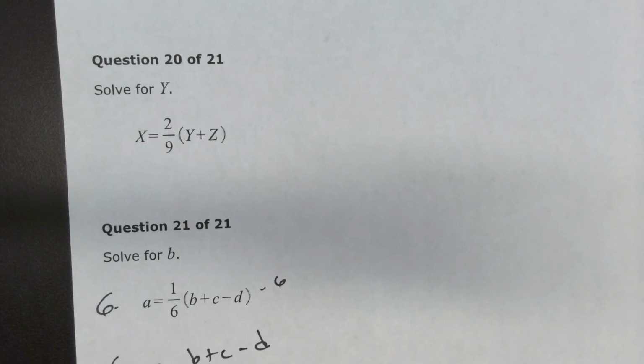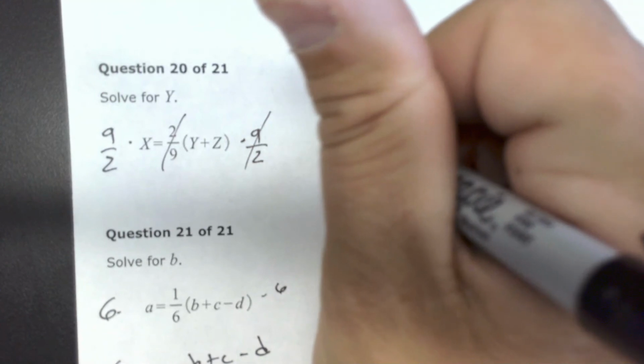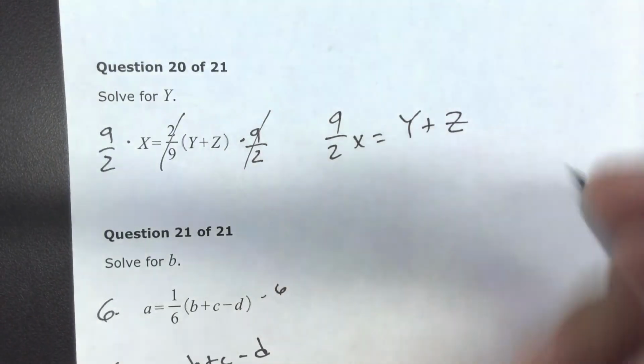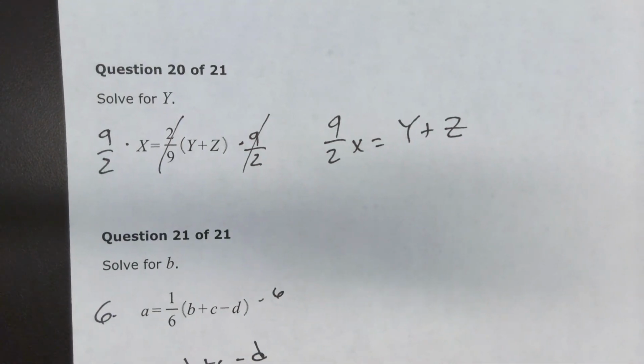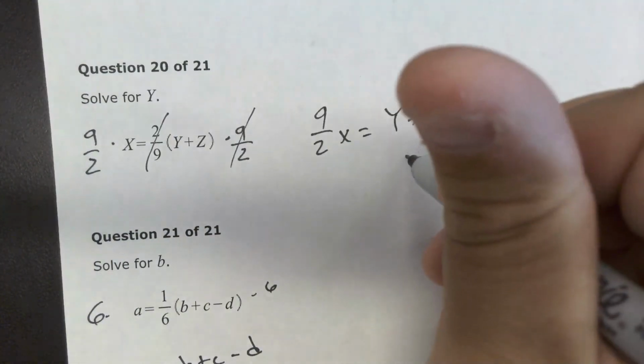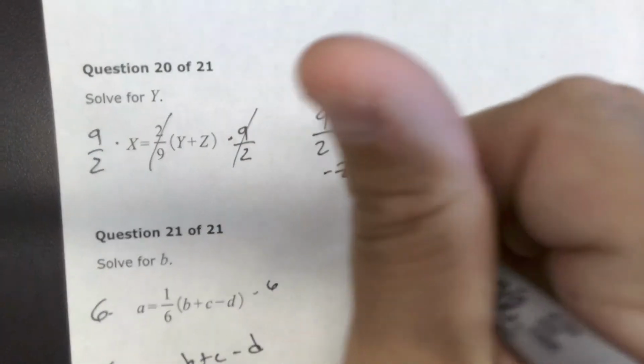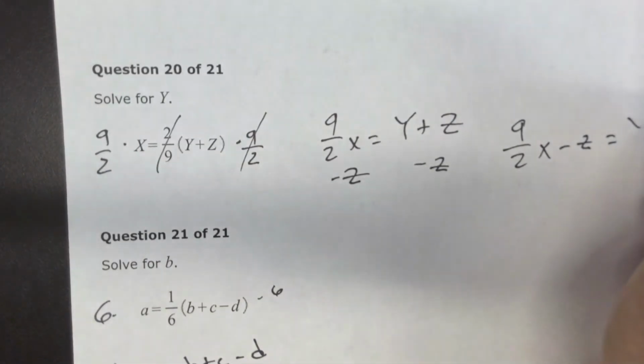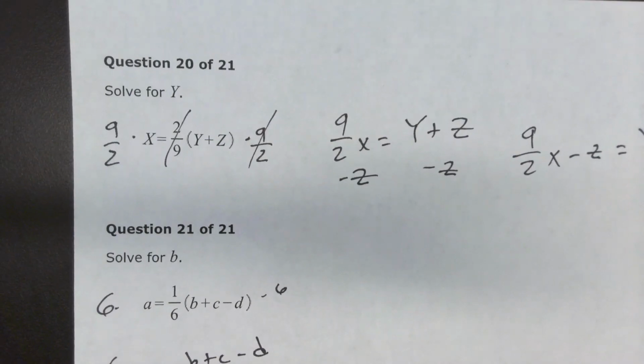So you'll flip and multiply by 9 halves. So we're going to times 9 halves to both sides, which gives us 9 halves x equals y plus z. And then what, Ryan? We subtract a from y. So 9 halves x minus z equals y. And there's your solution.